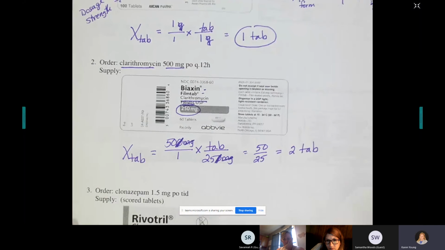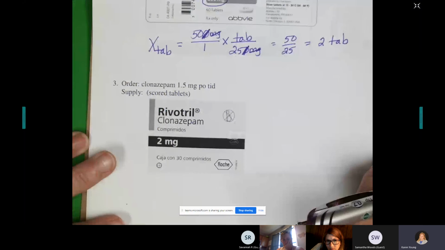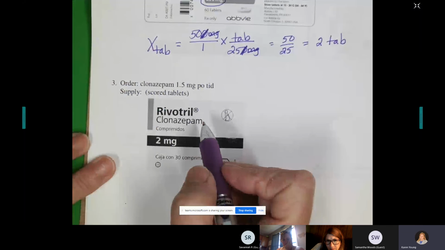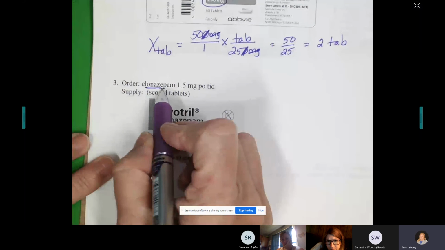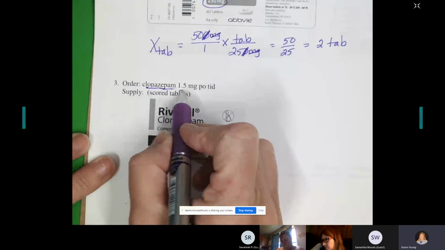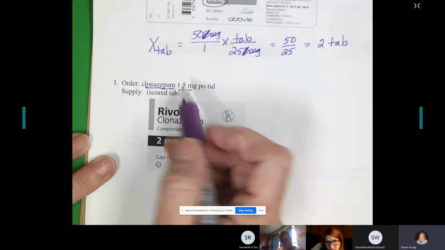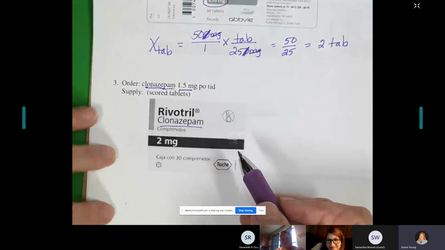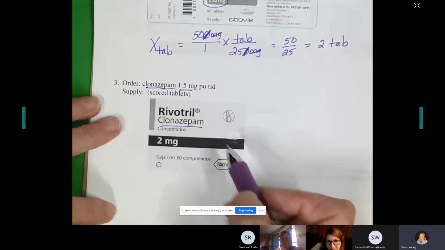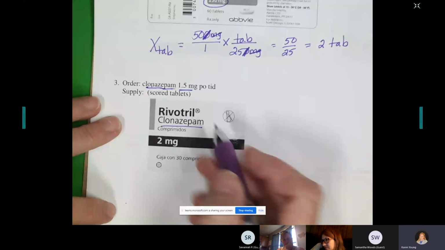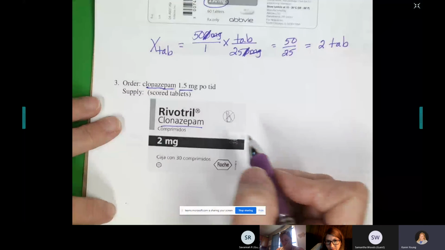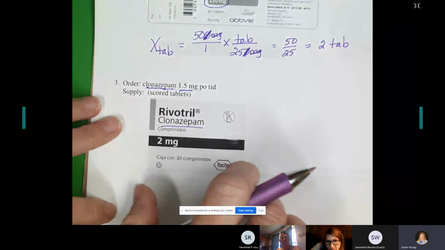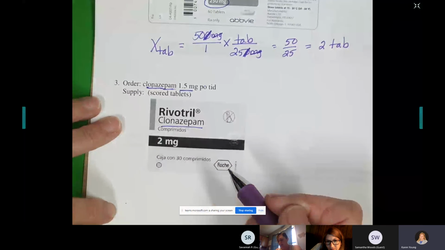All right, number 3 is clonazepam, 1.5 milligrams. And then the supply is Rivotril, whatever that is, clonazepam. I can't say half the names of these medications. And I put a note up here because it says it on the box, but when I cropped the box, it didn't come with it. But these are scored tablets.